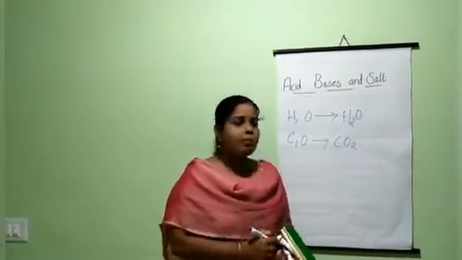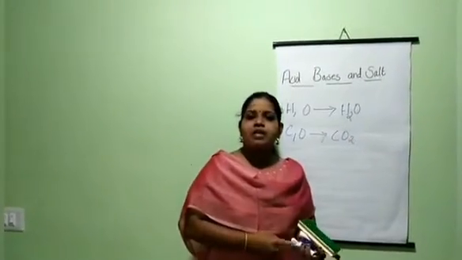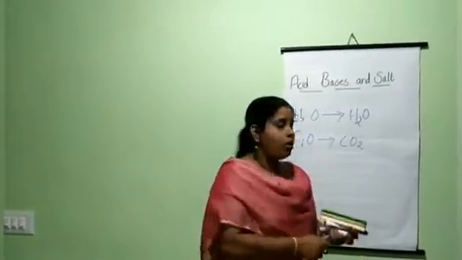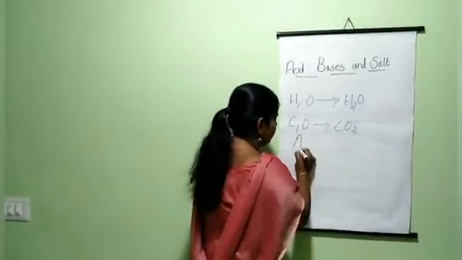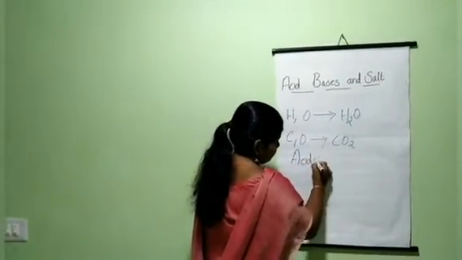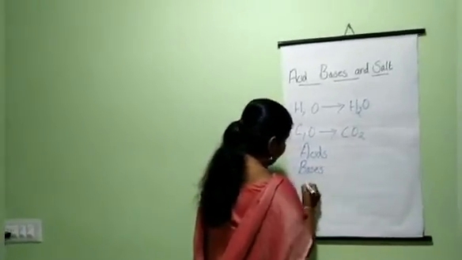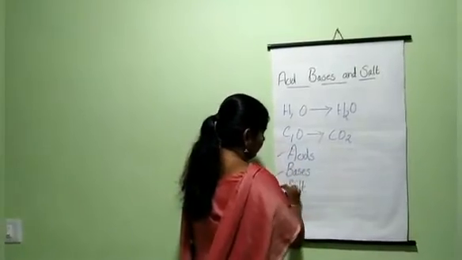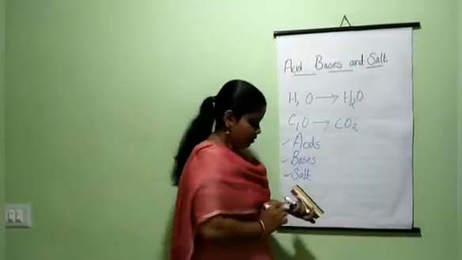Based on the chemical properties of these compounds, like water and carbon dioxide, these compounds can be classified into acids, bases and salts.